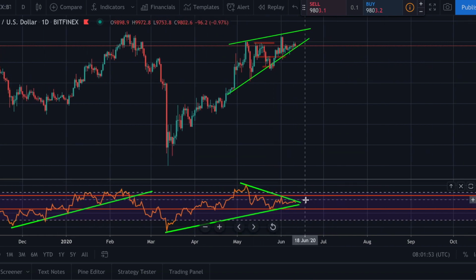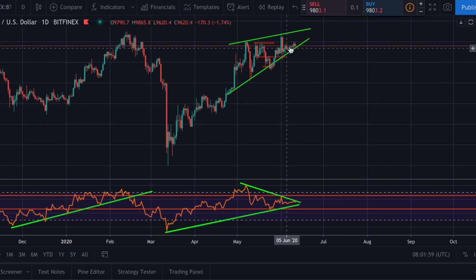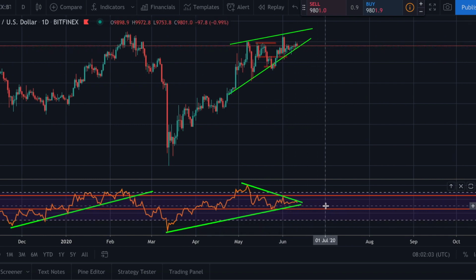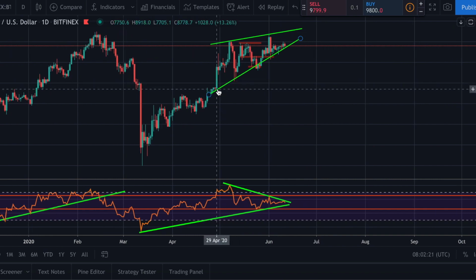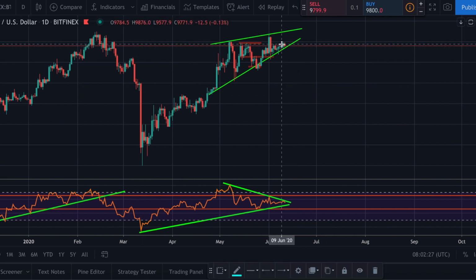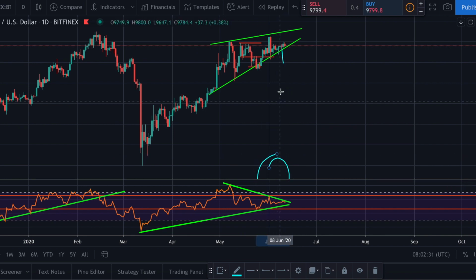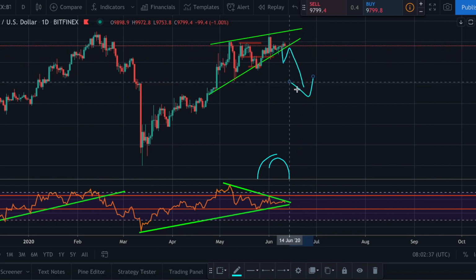If we were to break the support of the triangle or this horizontal support, then we definitely can expect some bearish price action as the momentum is clearly shifting towards the bearish side. And of course, the trend line and volume are going to be important indicators as well. If we were to break below this trend line and we are seeing an increase in volume, then that is definitely a bearish sign. Then we could retest the former support as the new resistance and could see lower levels.